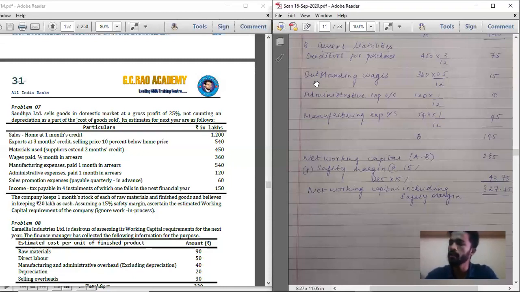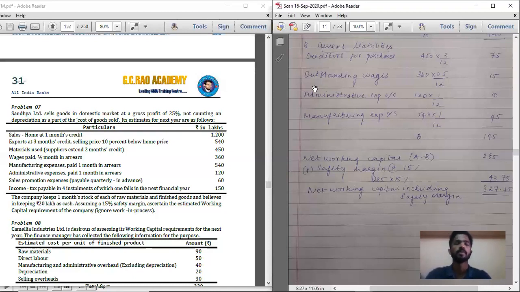Now total it. 285 plus 42.75. Amount column, put 327.75. So in respect of the 327.75, put net working capital including safety margin. So this is the answer for this problem number 7. They have asked net working capital including safety margin. So you should normally calculate net working capital, and on that 15% you should add, so that will be net working capital including safety margin.